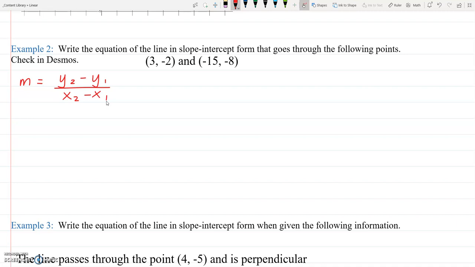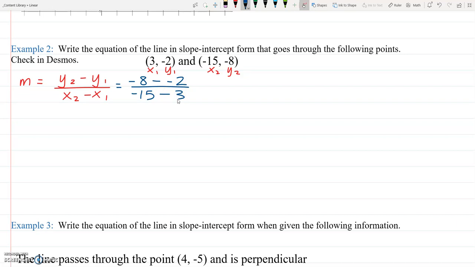Y's are talking about up and down. X's are talking about right and left. So we're still talking about rise over run. All right, so just a reminder. In our first point, we have x and we have y, so we call those x1 and y1 because they are from the first point. Okay, in the second point, we have x2 and we have y2, and those are getting plugged in to our slope formula. So this is going to look like y2 is -8. Minus y1 is -2, over x2 is -15, minus x1 is 3.